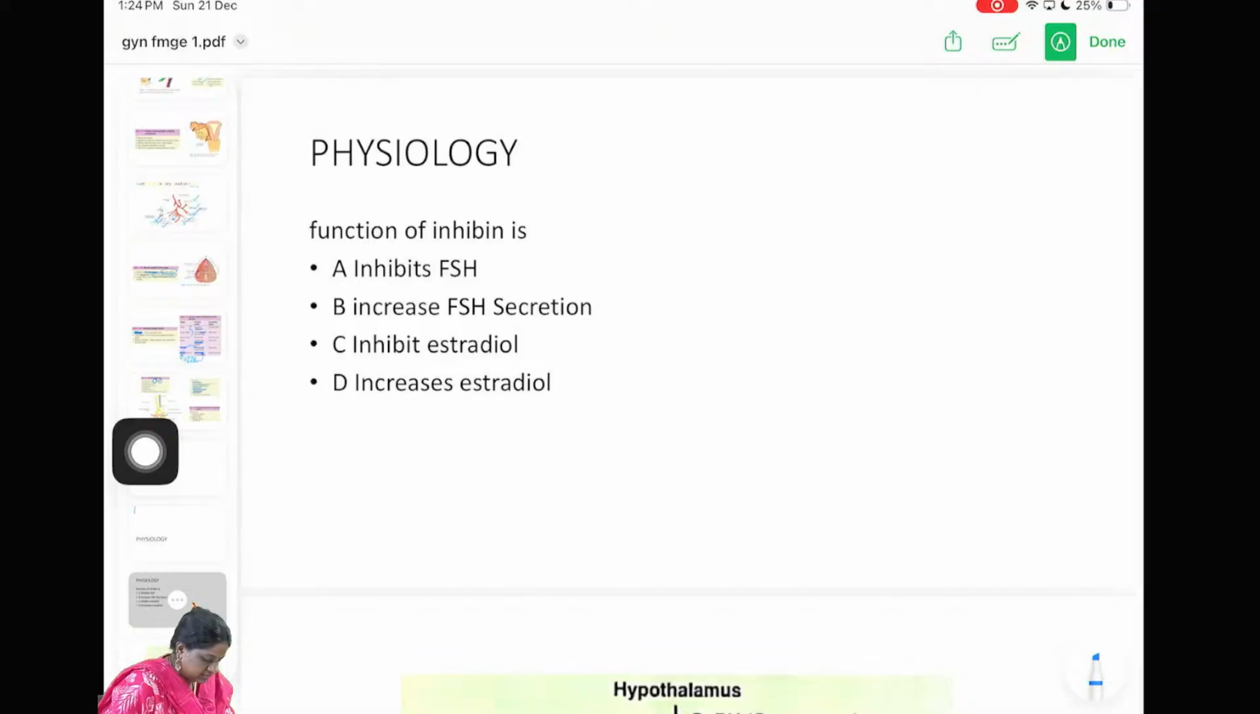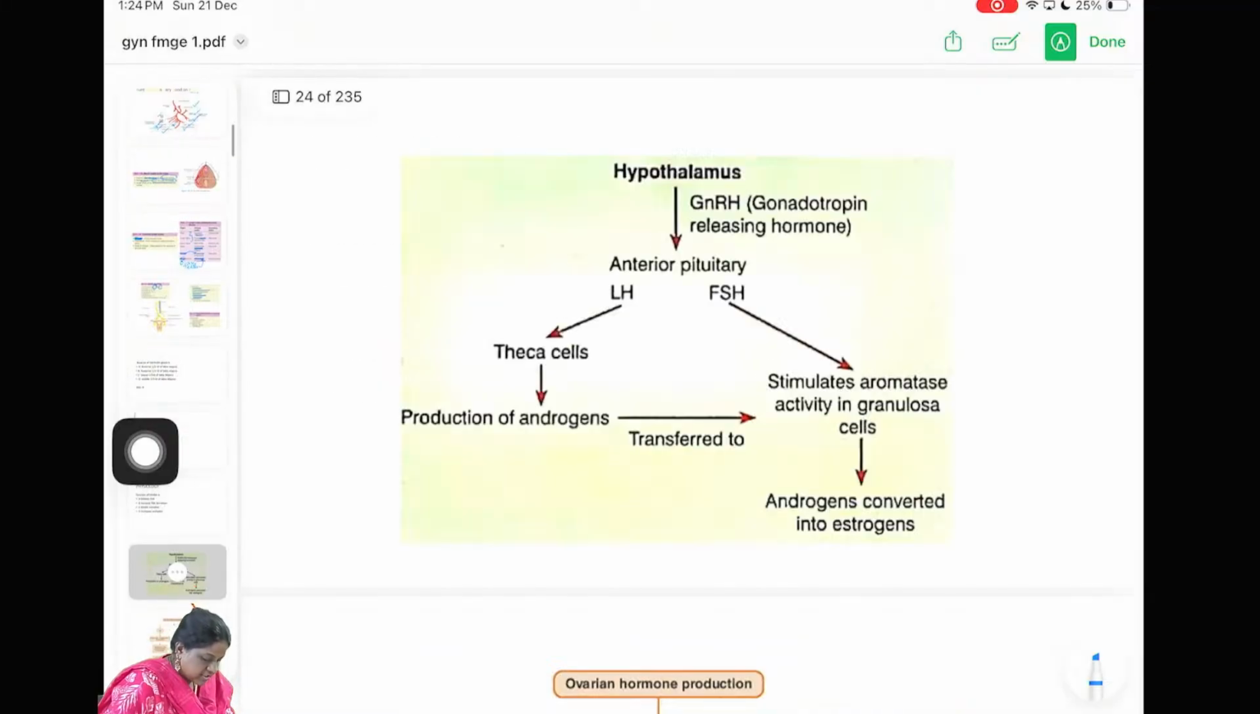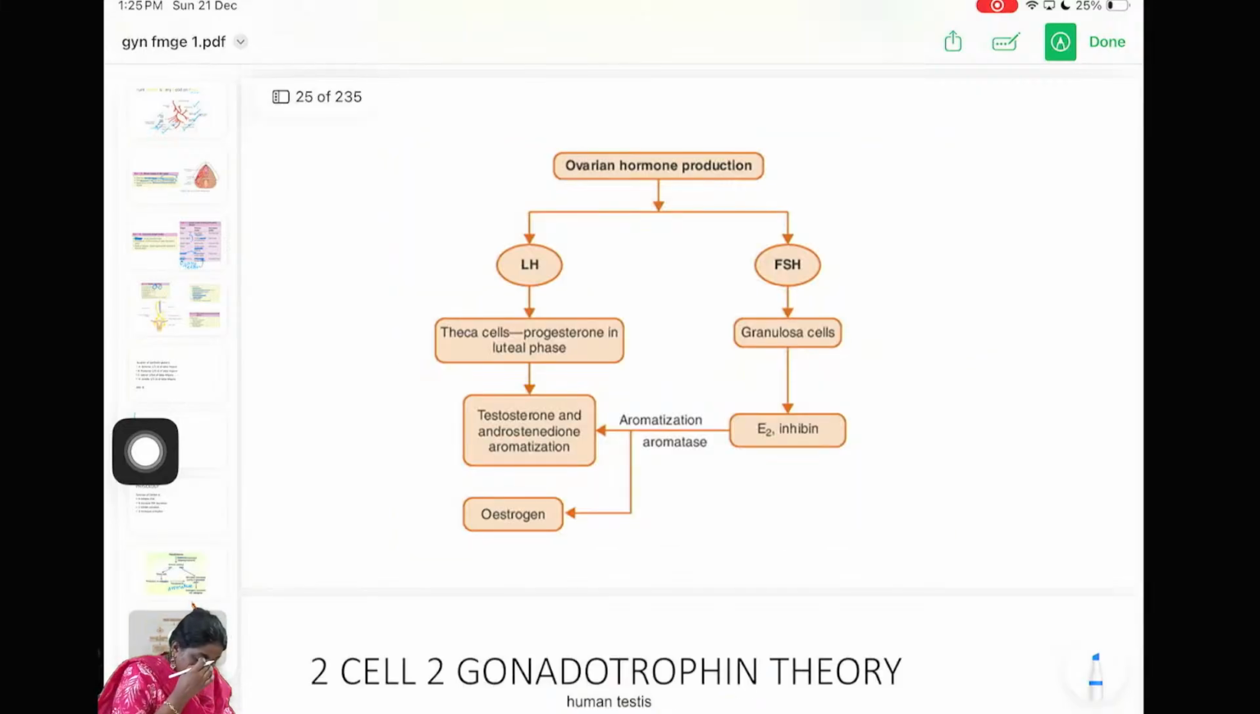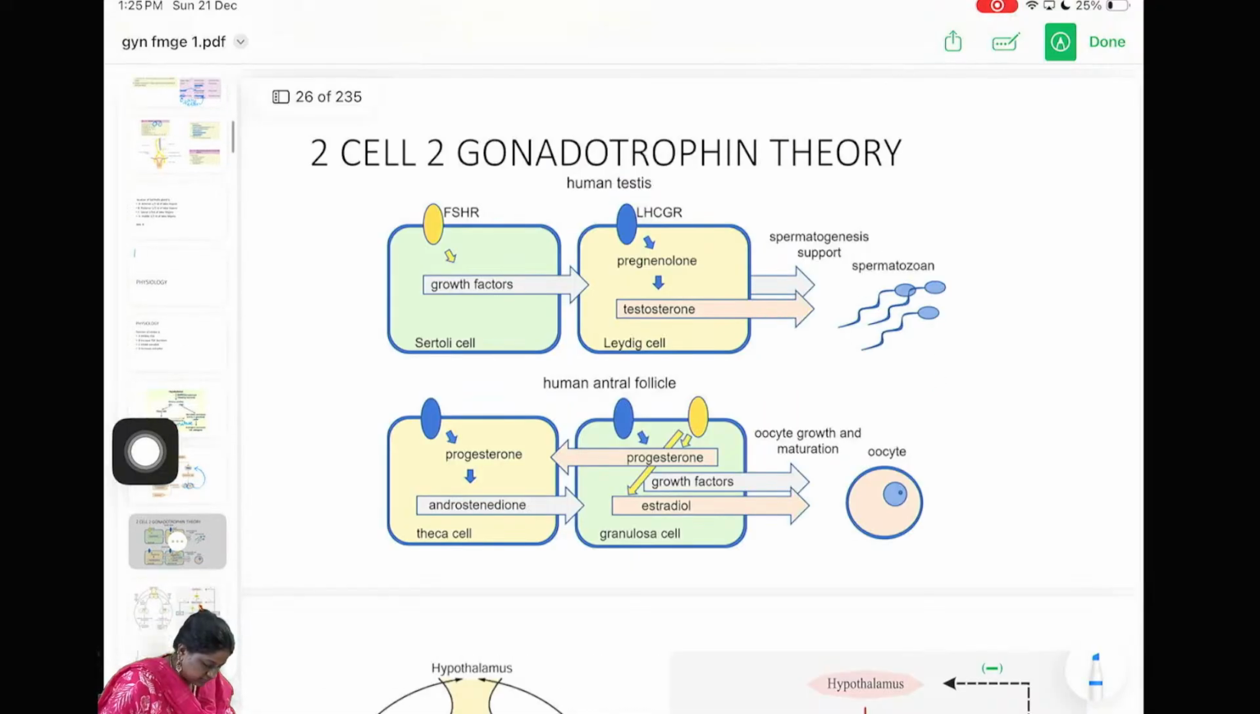Function of inhibin. Okay. So we all know that the hypothalamus gives GnRH, which acts on the pituitary to give FSH and LH, correct? This FSH acts on the granulosa cells and produces estrogen from androgens, because androgen, by the action of aromatase, gives rise to estrogen, correct? So FSH and LH, along with producing E2, also produce inhibin. This inhibin has a negative feedback effect on FSH. Understood?